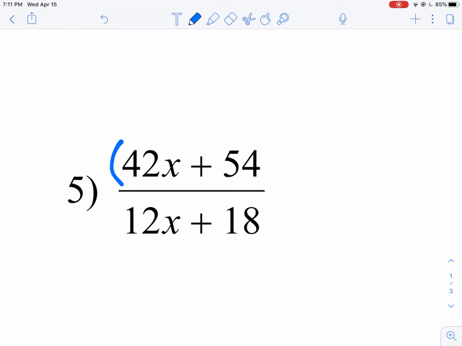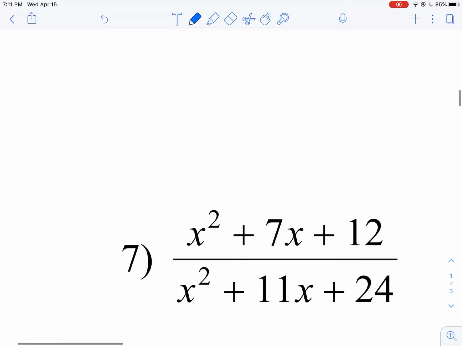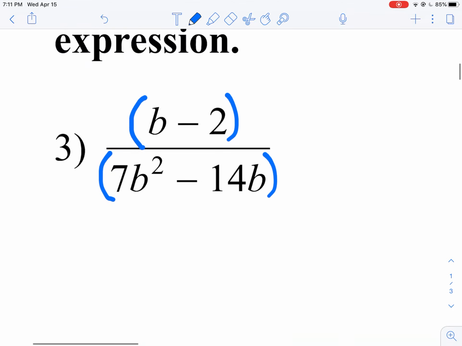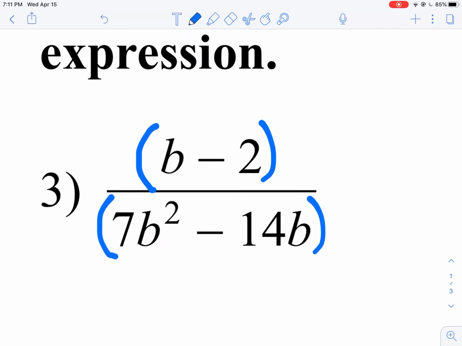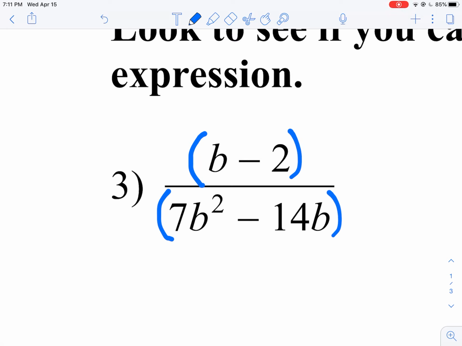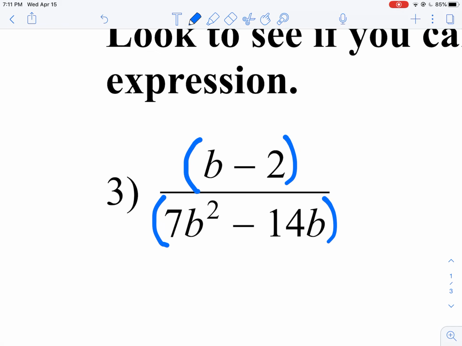Look at the next problem. Boom, boom, boom, boom. The reason this is important is because these numbers are bonded together. In number 3, this b minus 2 is bonded together. I cannot just break apart b minus 2. Here's why this is different than numbers 1 and 2. I cannot simplify this b and this b squared. We're going to have to take this one part of the expression at a time.